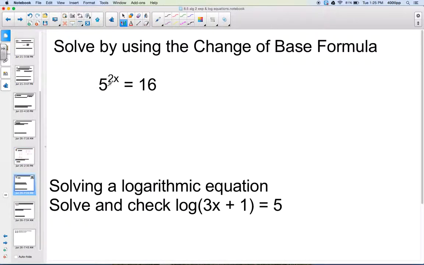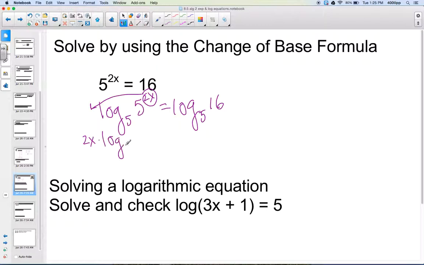So again, we can either do it by taking log base 5 of both sides or taking the common log of both sides. So I'll do this one with taking log base 5 of both sides, since the previous one we did common log. So log base 5 of 16. Bringing our power in front here, I'll have a 2x times log base 5 of 5. And here I can use my change of base formula, log of 16 over log of 5.